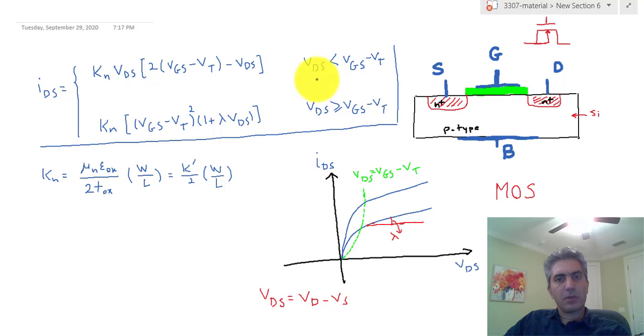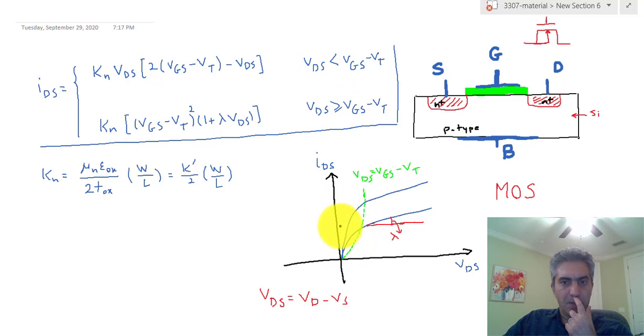Now, for the range where the gate source voltage minus the threshold voltage is greater than the drain source voltage, the device is operating right here in this region. And once the VDS starts becoming greater than VGS minus VT, we enter the second region. This second region is called the saturation region, and the first region is called the triode region. These are just names that are used for these two conventionally.